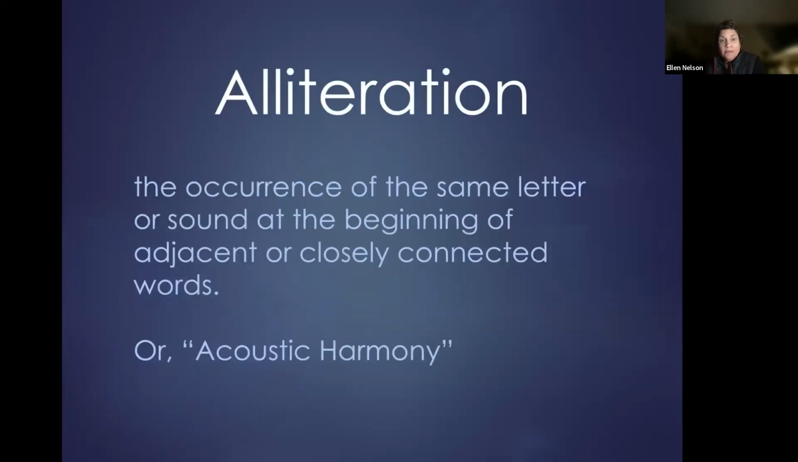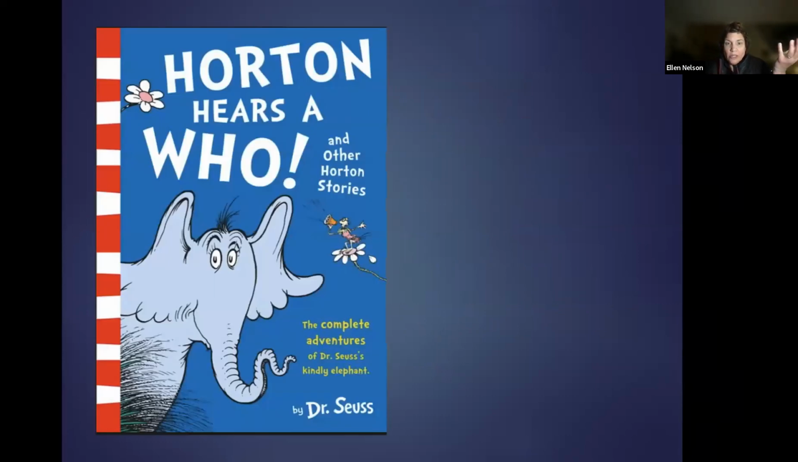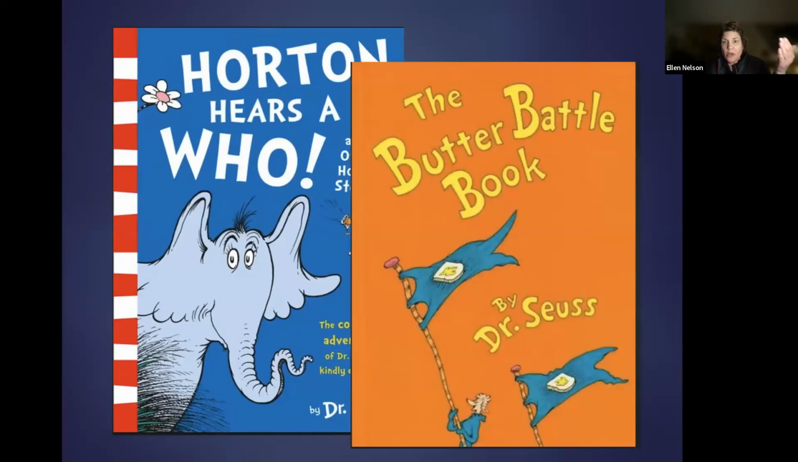Let's start with alliteration. For those who don't remember Humanities 101, an alliteration is the occurrence of that same letter or sound at the beginning of adjacent words. I also like the description that it's acoustic harmony, because it makes the title just kind of roll off your tongue. Dr. Seuss was great with alliterations. Horton Hears a Who. That's an alliteration with the H sound starting out. Also the Butter Battle book. So be thinking of that when you're coming up with your titles.